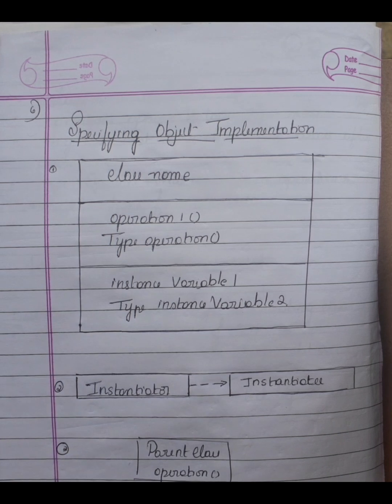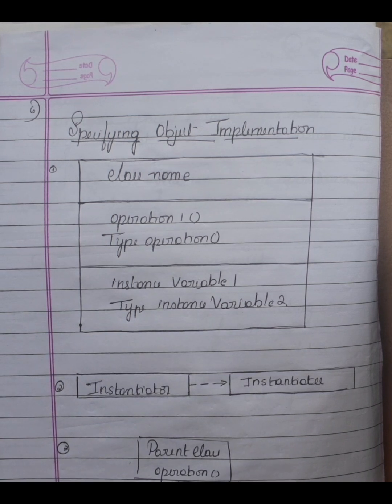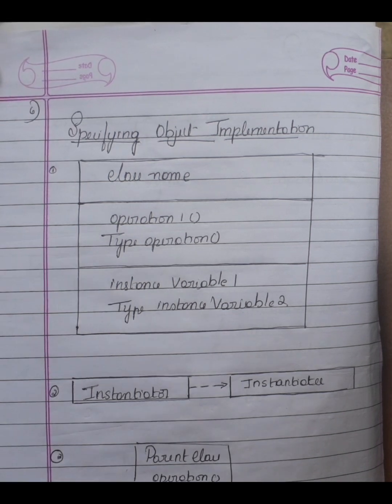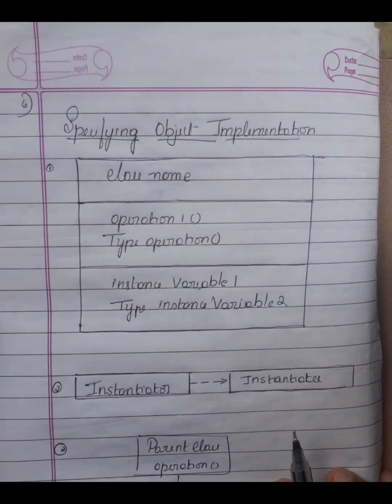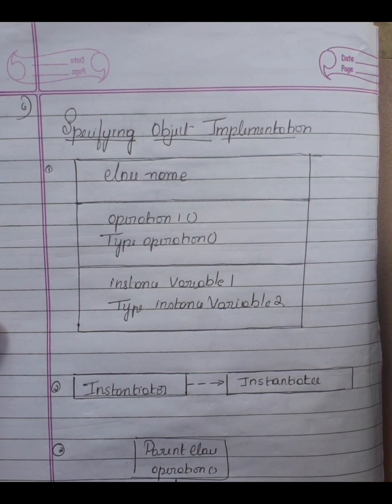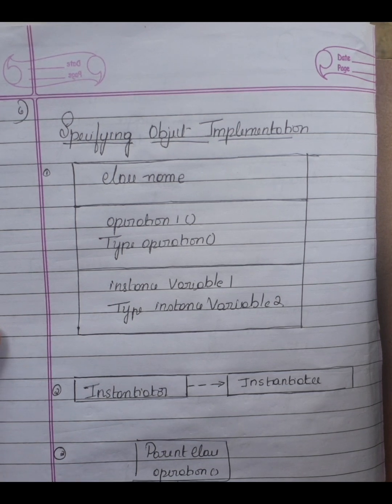So in the previous video we have learned about the tools used in the design pattern and the catalogs used in the design pattern, right? Okay, now in today's video we will learn about how to specify the object implementation. This is one of the most important questions that comes in your VTU question paper, that is for sure.